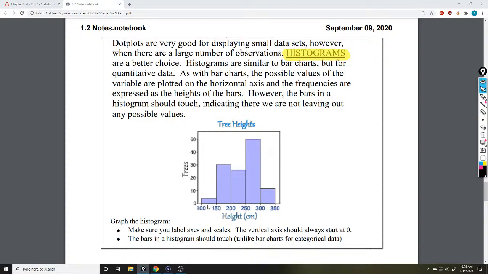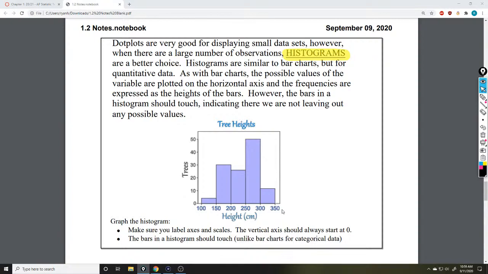And so if we have between 100 and 150, we can read it and say, okay, we have about 4 or 5 trees between 100 and 150 centimeters. And then we have about 30 between 150 and 200 centimeters. Between 200 and 250, we have about 25 of those. Between 250 and 300, we've got about 50 of those. Between 300 and 350, we've got about 10.